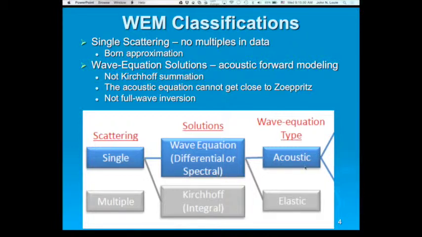Now also, Sava and Hill really cover only one wave equation type, the acoustic type. So that's a scalar wave equation, and there's just one equation, therefore. An elastic vector wave equation is really three equations, sometimes more. And so they're not covering the elastic types of wave equations.